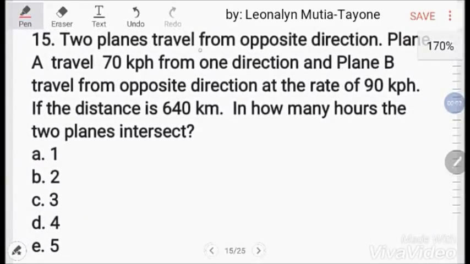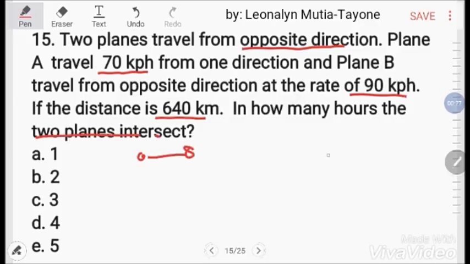Number 15. Two planes travel from opposite direction. Plane A travels 70 kph from one direction and plane B travels from opposite direction at a rate of 90 kph. If the distance is 640 kilometers, in how many hours the two planes intersect? Papunta sila doon sa gitna ba? Mag-abot sa gitna. Tapos yung distance na dalawa ay 640.